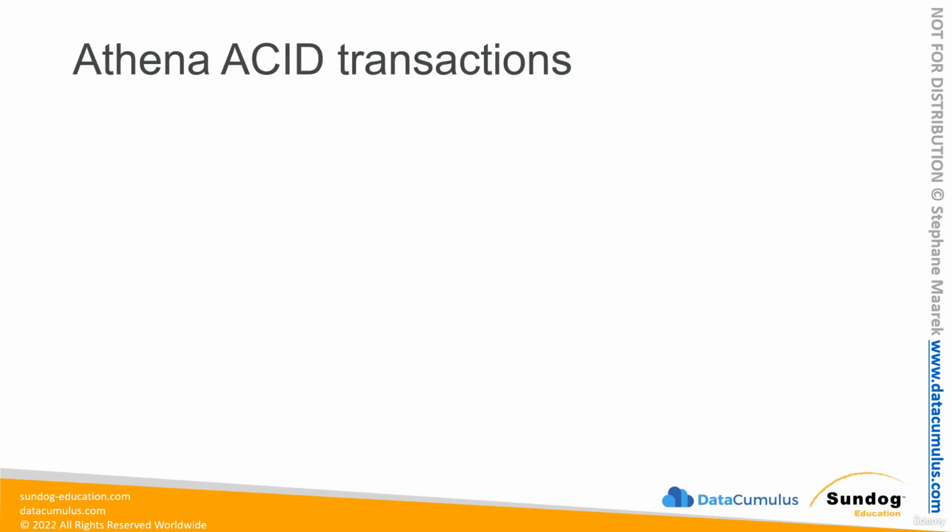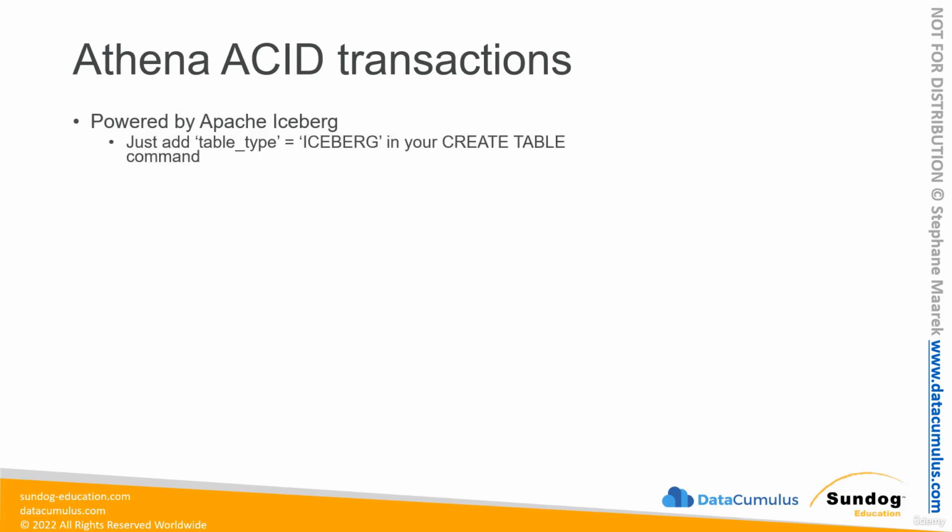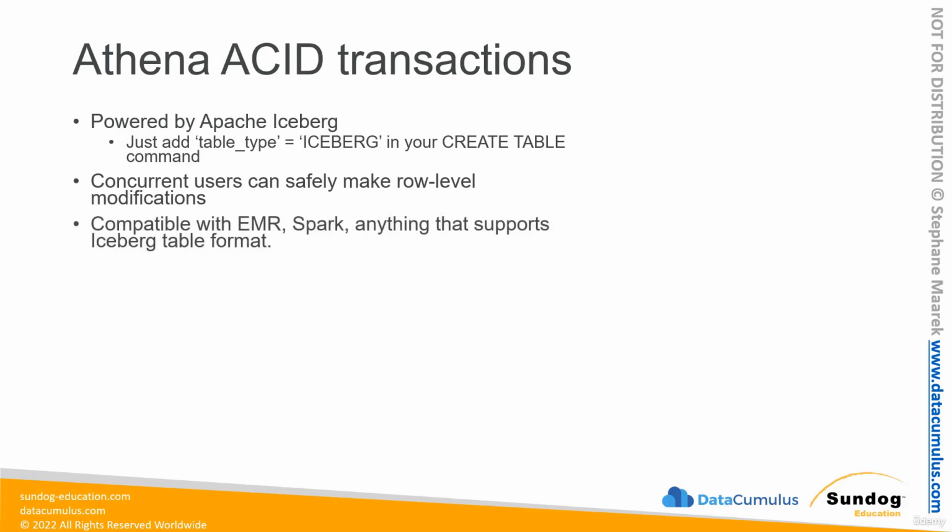A new feature in Athena is ACID transaction support. That means that we have strict guarantees about transactions. So you can actually have concurrent users hitting the same row at the same time and have it all work consistently. Under the hood it's powered by Apache Iceberg. And to use it, all you need to do is add table type equals iceberg when you're creating a new table in Athena using the create table command. And this allows you, like I said, to have concurrent users safely making row level modifications or deletions, whatever it is, without worrying about them stomping on each other. This is actually compatible with Elastic MapReduce, Apache Spark, and anything that supports the Apache Iceberg table format.